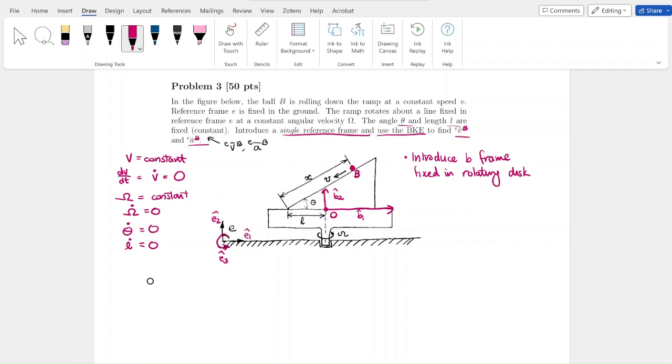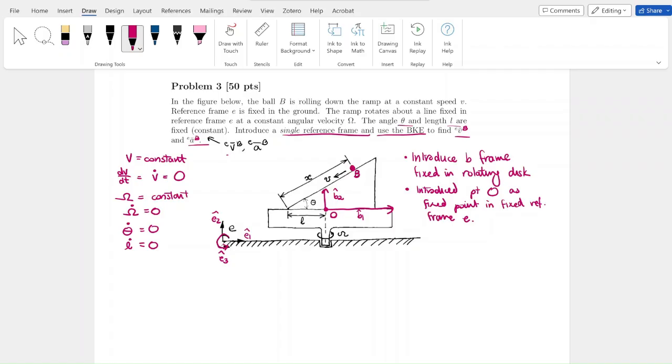Okay, anyways, so we've introduced a B-frame fixed in the disk, and we've also introduced point O as a fixed point in fixed reference frame E. Also, why do we care that it's fixed in E?